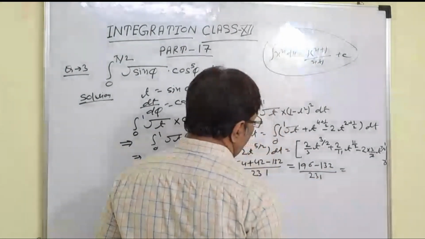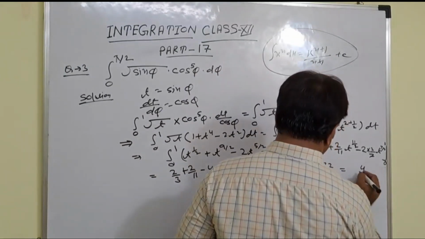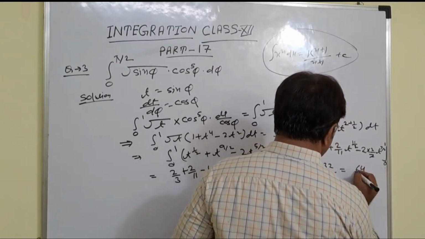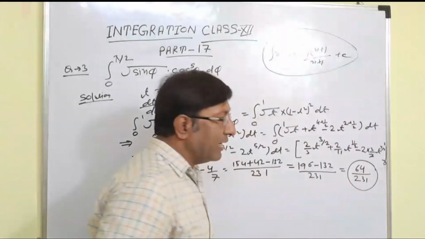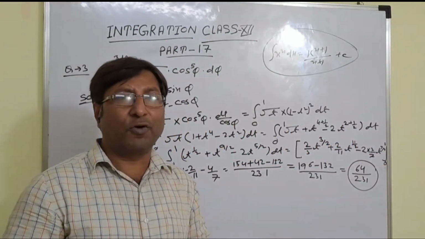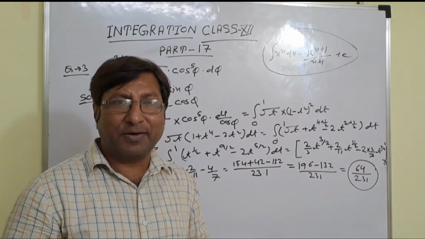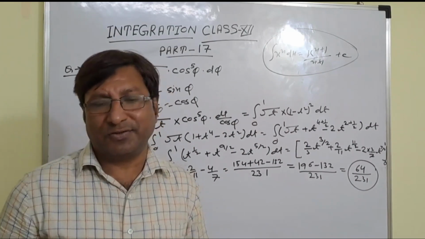So this is equal to what? 6 minus 2 is 4. 9 minus 3 is 6. And this is 231. So our correct answer is 64 upon 231, that is our right answer.